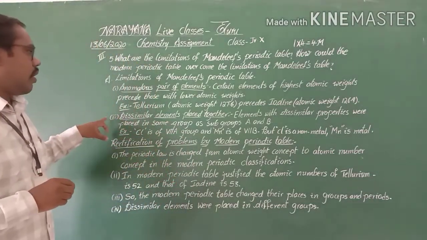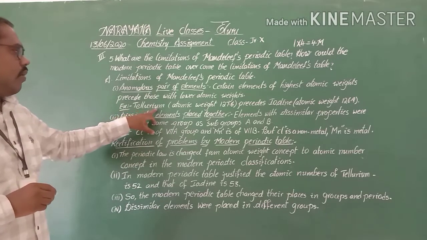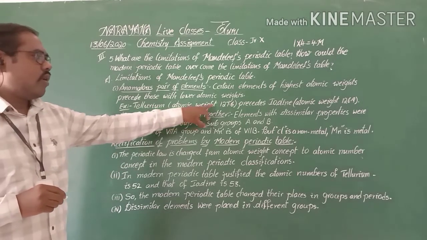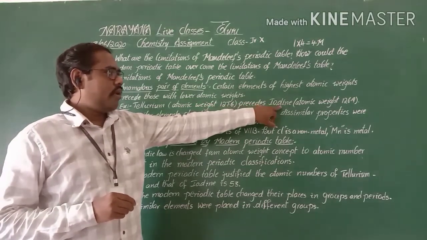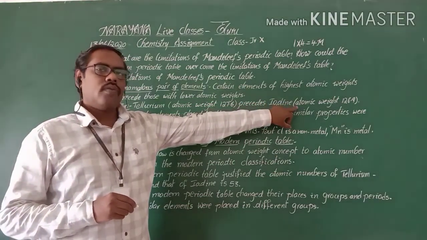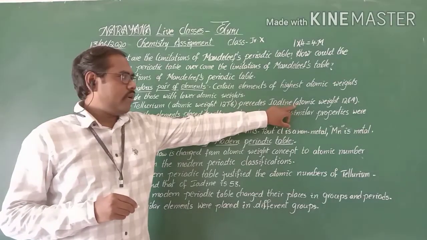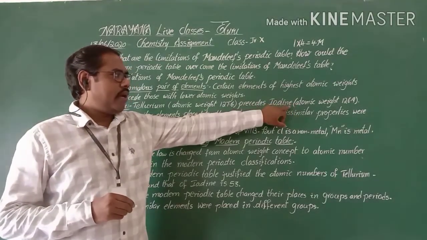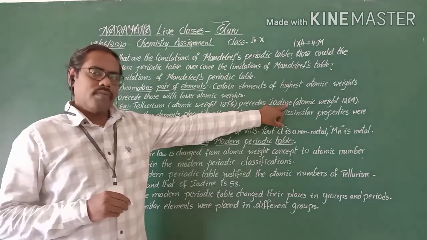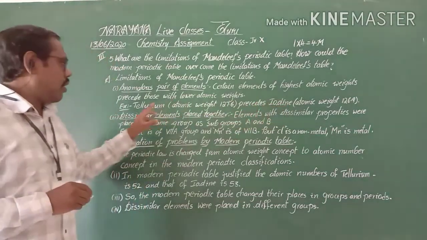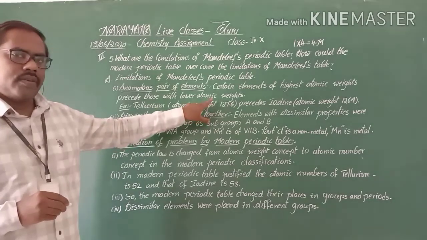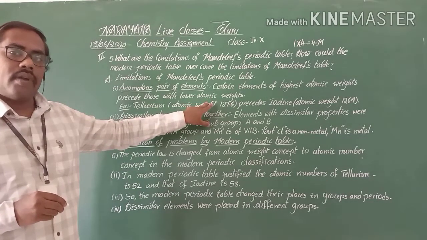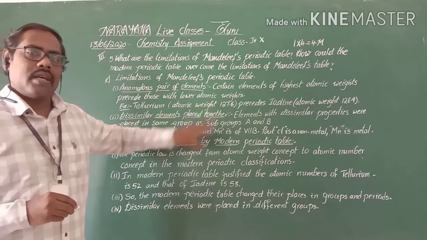Okay, for example here, tellurium with atomic weight 127.6 precedes iodine with atomic weight 126.9. Actually, according to his statement, iodine should come first and tellurium later. But here the order is changed. In the case of these three pairs of elements, these are called anomalous pairs.